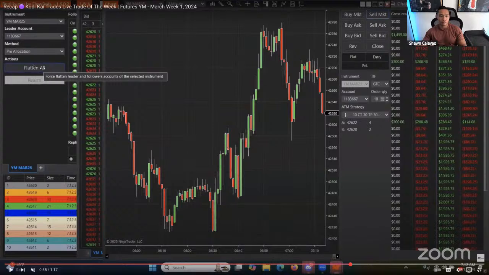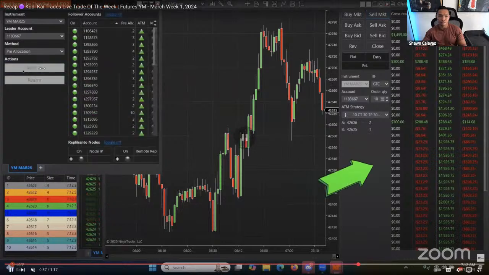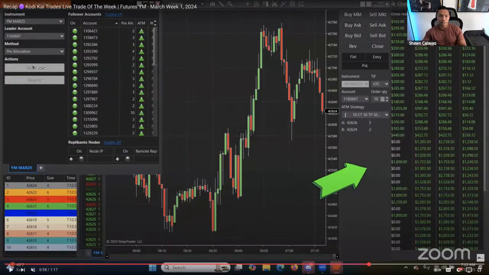I hit this button like 20 times because I want to make sure everything is out. So see right there, I hit flatten all. And then see how all my profits start to populate over here. I clicked it again and it starts to close out more. And then I click it again, I think. And then all of them are populated. So this is usually how I'll do it.